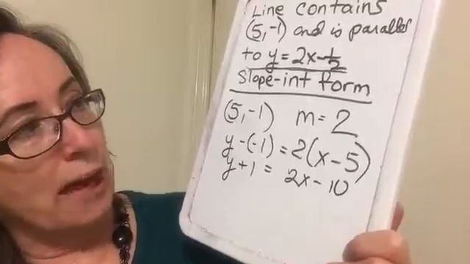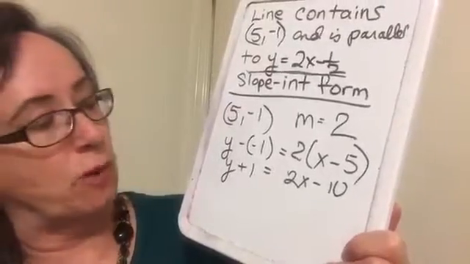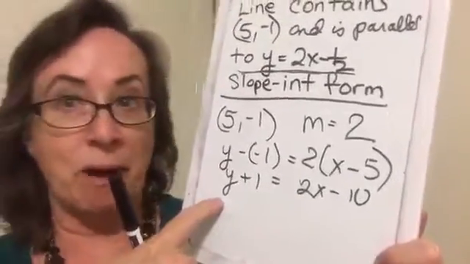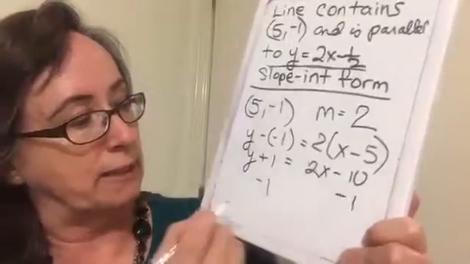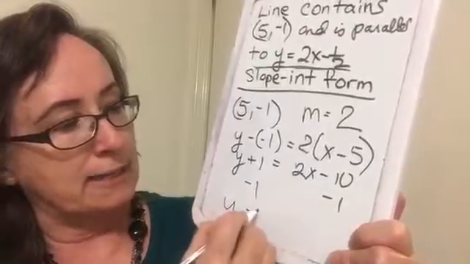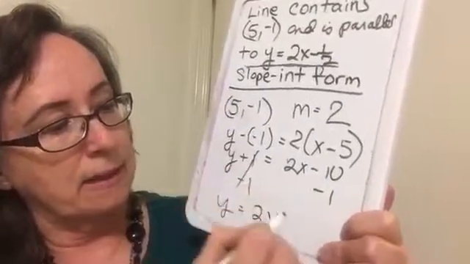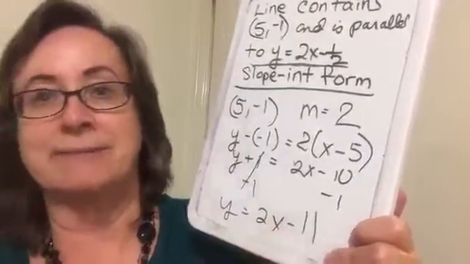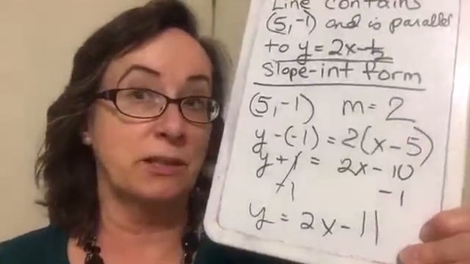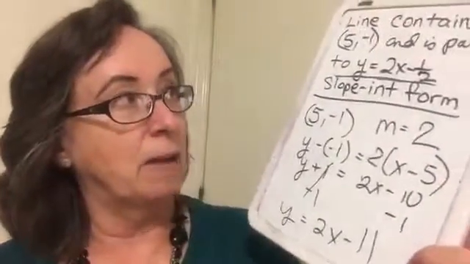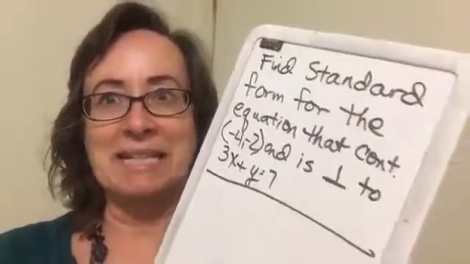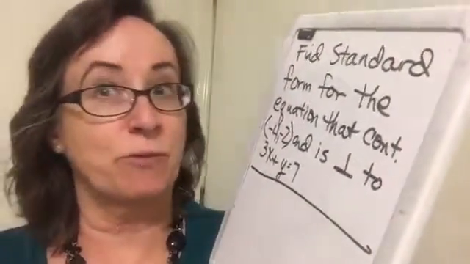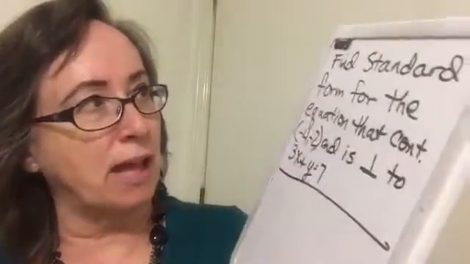All right, so I need it in slope-intercept form. So I already have my y by itself, so I'm going to subtract a 1 and subtract a 1, and I get y is 2x minus 11. So that wasn't so hard to do using the point slope form of the line. Last problem on this little video that is covering 4.3, making equations of lines.